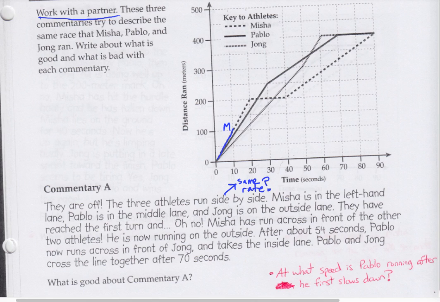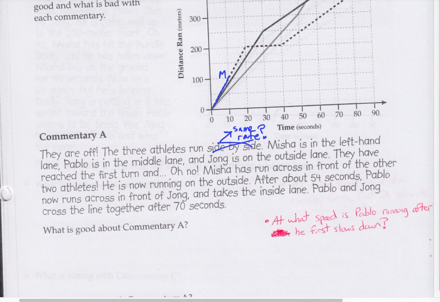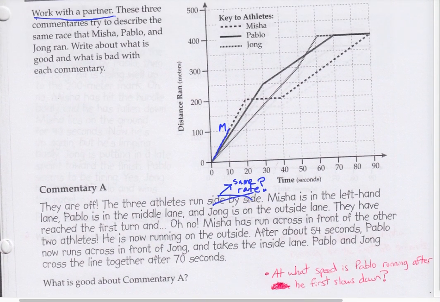And the other dashed line, Zhang looks like he's the slowest for quite a while, right? Until something happens right here. So I would disagree. No, they're not side by side. You've got to say something else. Misha is in the left-hand lane.